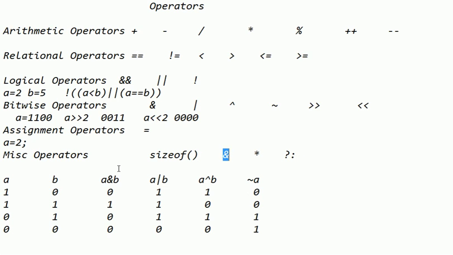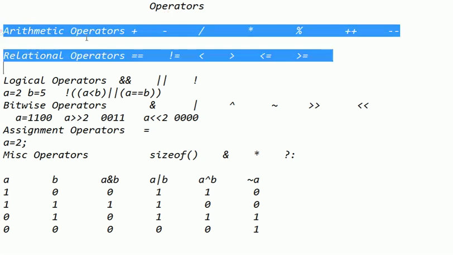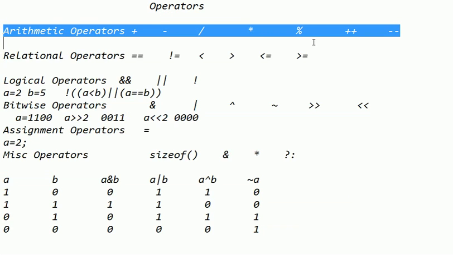This is known as the address operator. This returns the address of a variable, as we use in the scanf function, and this is known as the pointer operator. It is used to declare a pointer, and this is known as the conditional expression. We'll use these operators in our later sessions. So as of now, these are the operators that are present in C. Please make note of it.